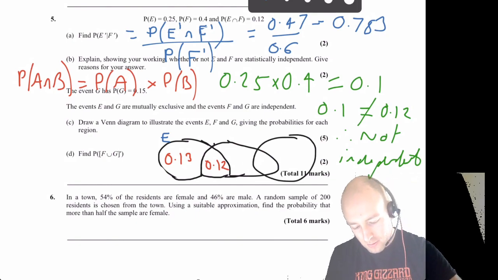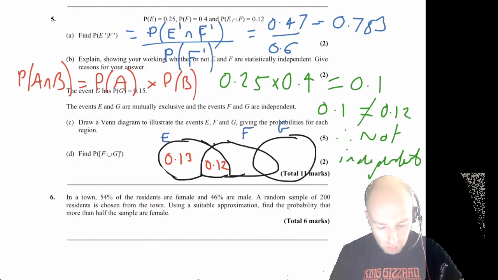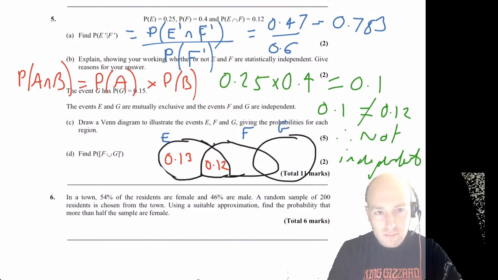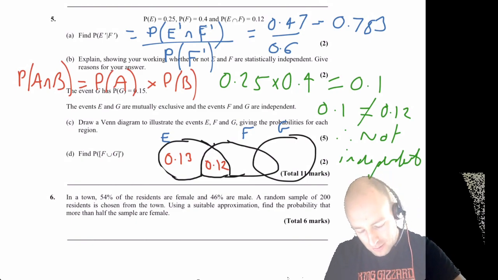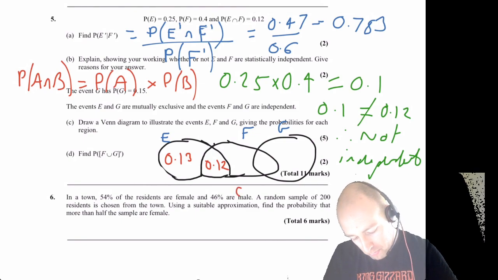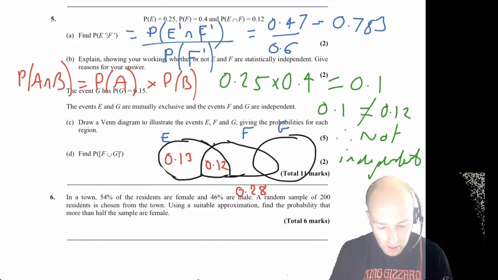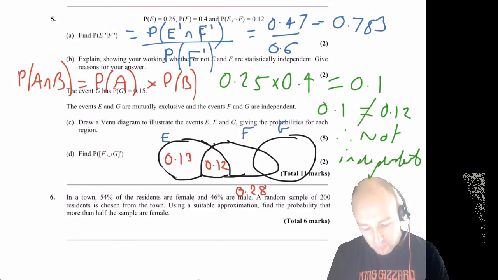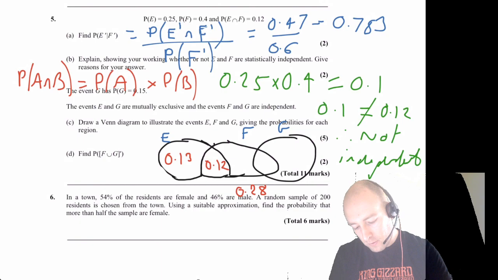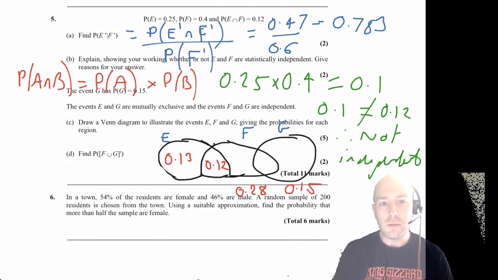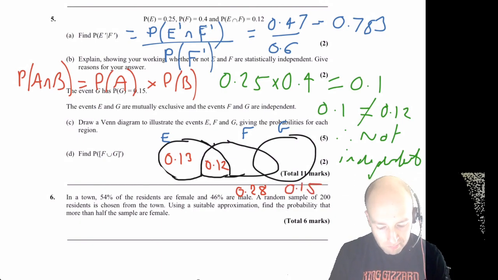So there's F and there's G. So the whole of F we worked out earlier was, what was it? 0.28 goes in here somewhere. And we're told the probability of G is 0.15. So the whole of the G circle is 0.15. But it's going to be using some of that 0.28 as well. Okay, so they are independent.